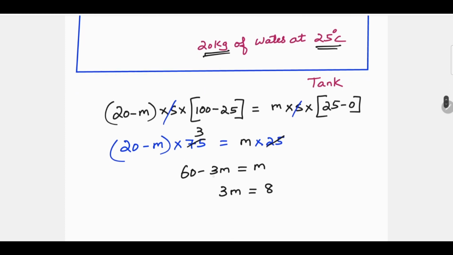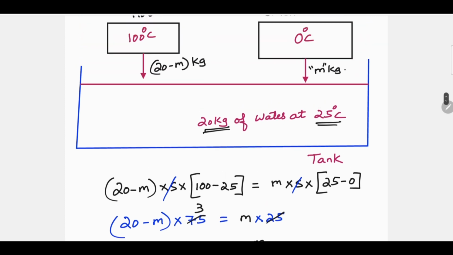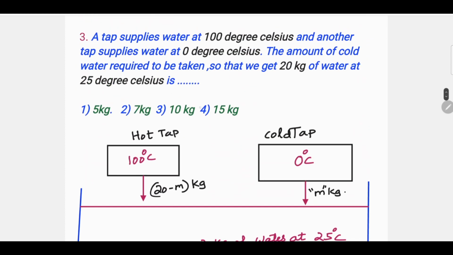So 60 minus 3m equal to m. That means 60 equal to 4m, or m is equal to 15 kilogram. That is the correct answer. So our choice is the last choice. It is the correct answer.